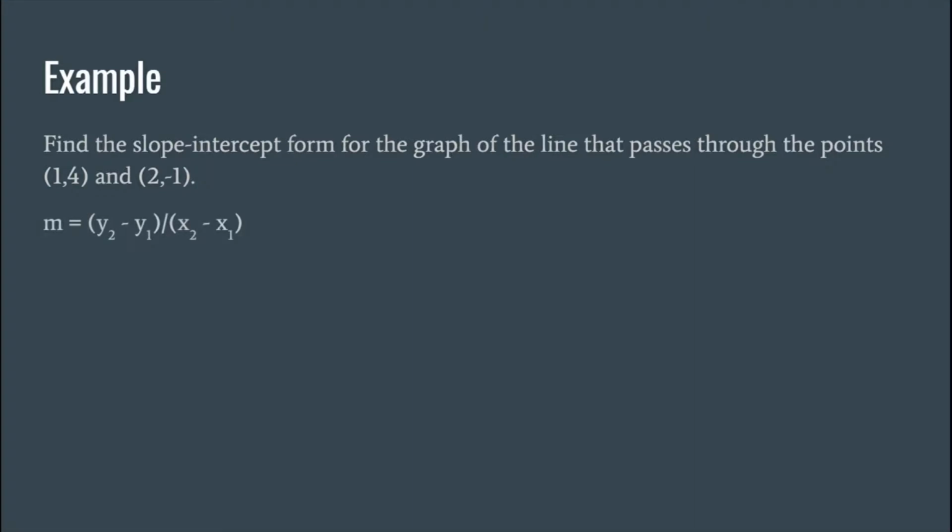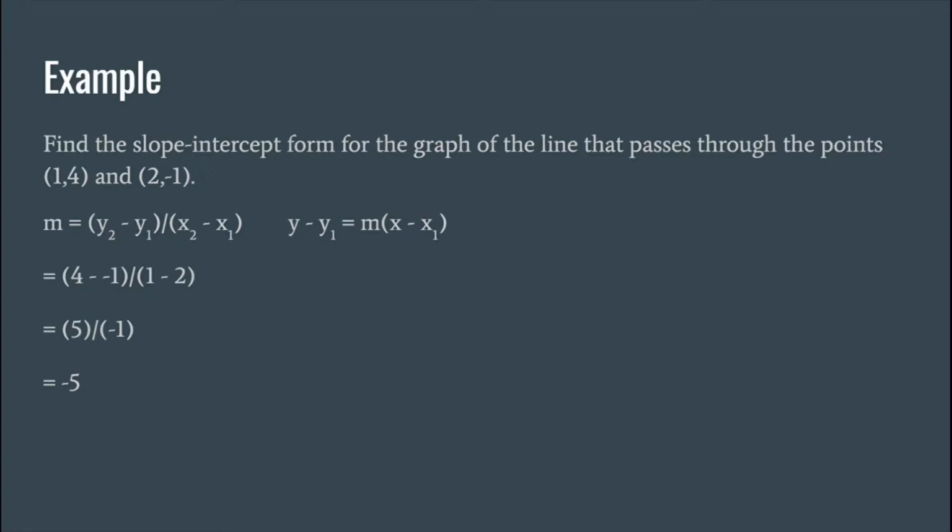And again, it doesn't matter which point you choose to be first, just make sure you're consistent. Whatever y you use first, you have to use the same x. And we'll simplify that, and simplify that. So that's our slope. Now, again, we don't have the y-intercept, so we can't go straight to the slope-intercept form. We're going to have to go the roundabout way by using the point-slope form, just like in the last example.